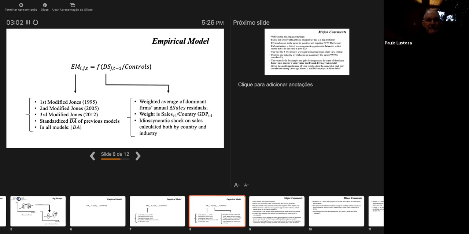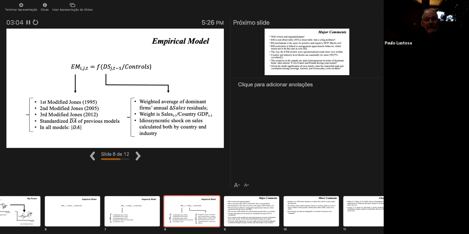And for measuring the independent variable, you use the weighted average of dominant firms' annual changing sales residuals. And you weight this, the weighted sales divided by country GDP, and then your idiosyncratic shock on sales is calculated both by country and industry.